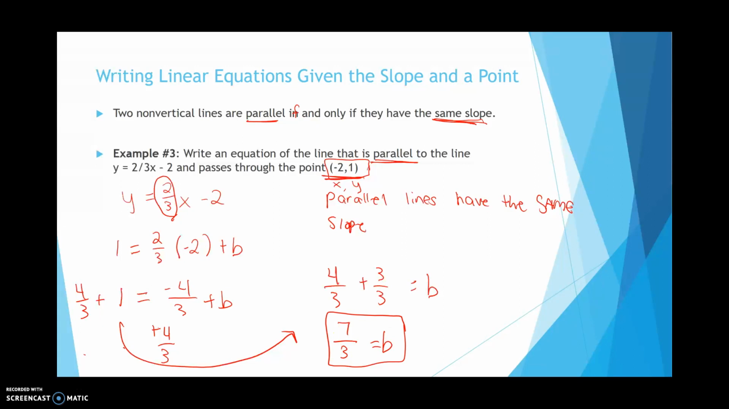Now that I have my y-intercept, my b, and now that I know my slope, parallel lines are the same, so it's going to be y equals 2/3 x plus 7/3, and that's going to be my final answer. So y equals 2/3 x plus 7/3. That's my final answer for this.